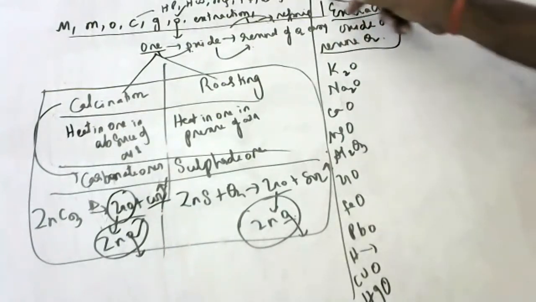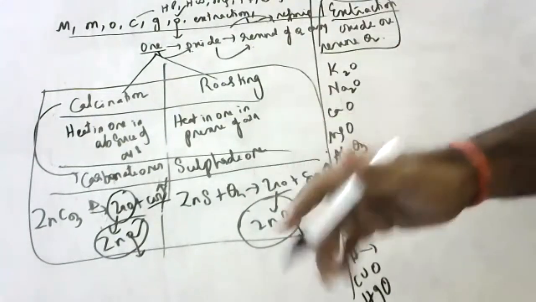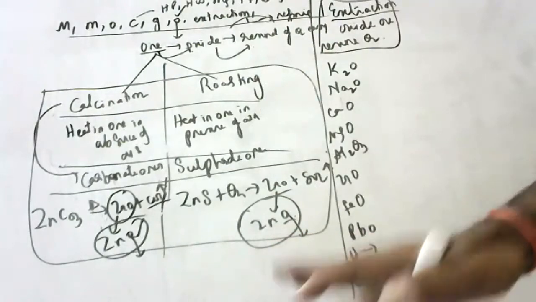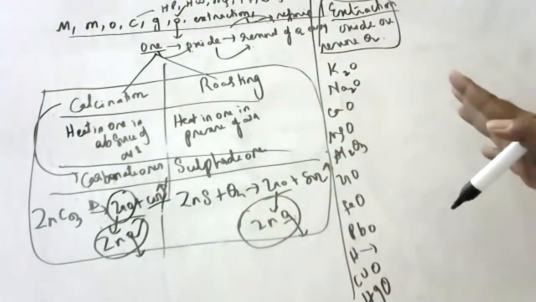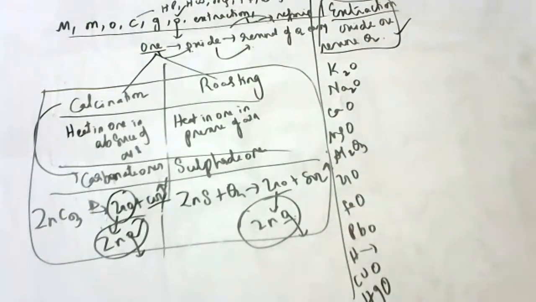We have oxides. We have converted all the ores into oxides in the second step. Whatever may be the salt, whatever may be the ore, we convert it into oxide. What is our aim in the third step, Harika? Removal of oxygen. How do you remove oxygen?